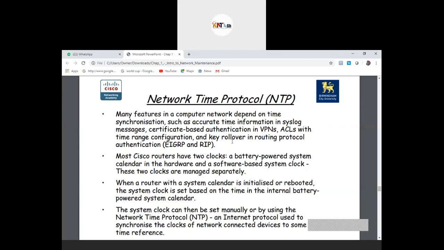So we have the software clock, and then we have the battery powered system calendar in the hardware. Now, when a router with a system calendar is initialized or rebooted, the system clock is set based on the time in the internal battery powered system calendar. So there should be synchronization in time. The time must be the same. Otherwise, there will be a mismatch. The system clock time must be set as the same time as the internal battery powered system calendar.